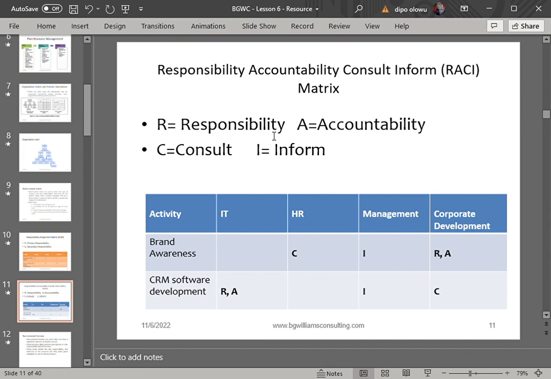That is the concept of responsibility, accountability, consult, inform, which is the RACI chart. It is used to display the responsibilities or the tasks that need to be performed and the resources who are going to perform the tasks. So you can see, for example, activities. Who is going to perform this? What are the activities? Brand awareness. Okay, let me leave this.